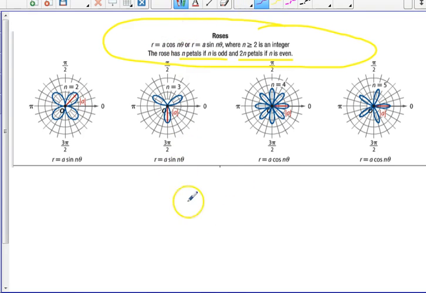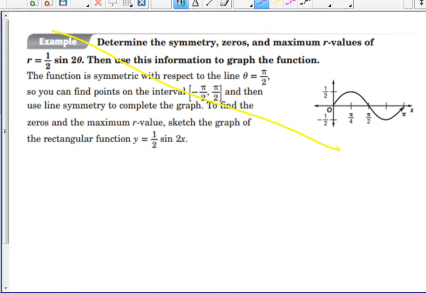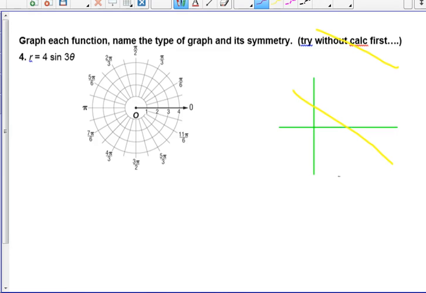So I went over that kind of fast, but can anybody tell me what like 3 sine 4 theta would have? The number inside tells you petals, and it's even, so it's actually doubled. So it would be 8 petals, where each one is 3 units long, okay? And the symmetry, it would have symmetry with the y-axis. That doesn't necessarily mean that it wouldn't have symmetry with the x-axis. It can have both.